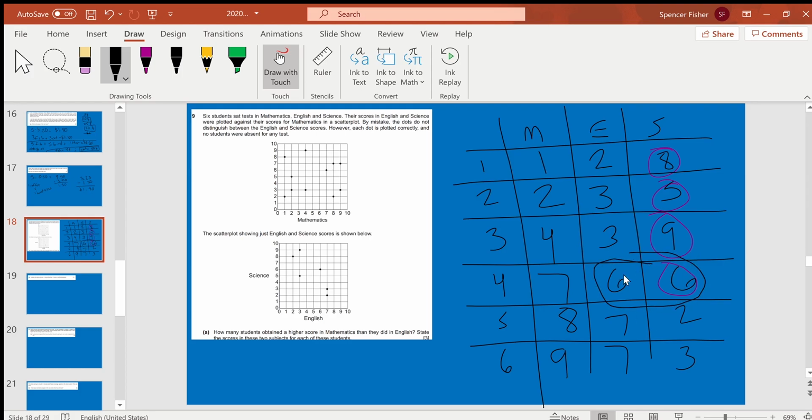However, like we said, there was one student who had the same score for English and science, so that dot is only going to appear once, because one dot on 6 for English, one dot on 6 for science happens to be the same place, and so that's why there's 11 instead of 12. And that's number 9.